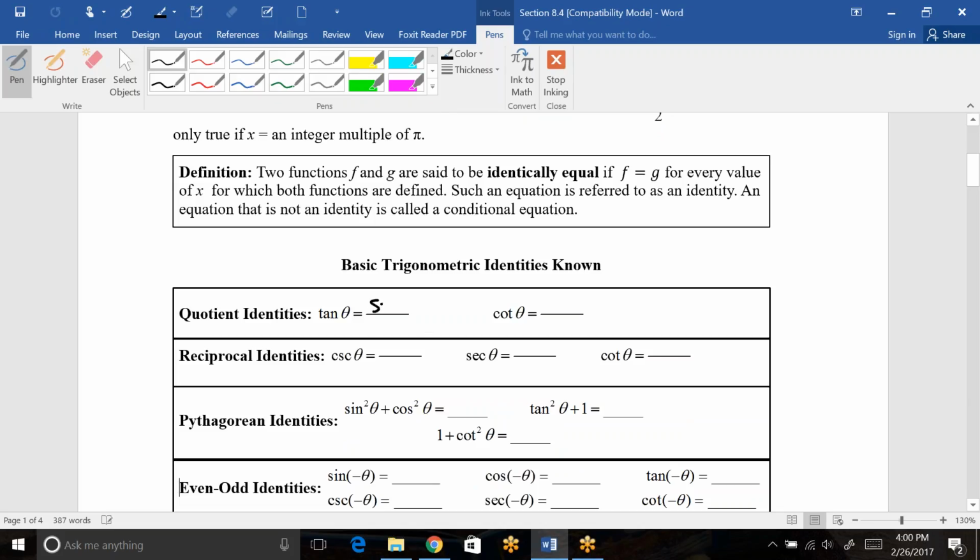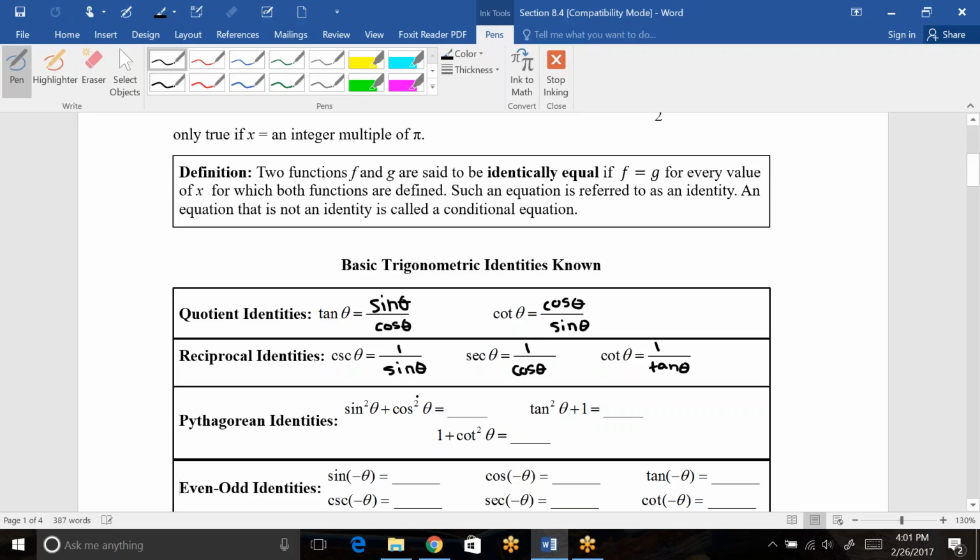Tangent of theta is sine theta over cosine theta. Cotangent of theta is cosine theta over sine theta. The reciprocal identities: cosecant theta is 1 over sine theta. Secant theta is 1 over cosine theta. And cotangent theta is 1 over tangent theta.